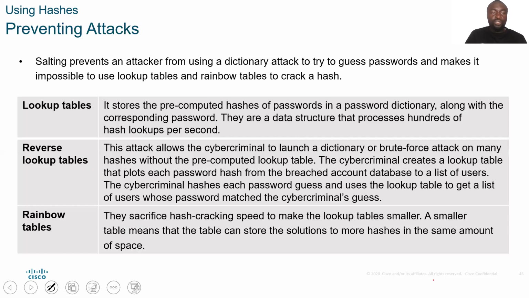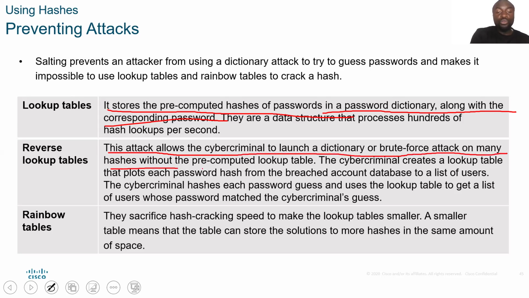Okay, how do you prevent attacks? Salting prevents an attacker from using a dictionary attack to try to guess the password and makes it impossible to use a lookup table or rainbow tables to crack the hash. What are lookup tables? They store pre-computed password hashes in a password dictionary along with the corresponding passwords. The reverse lookup table is an attack that allows cyber criminals to launch a dictionary or brute force attack on many hashes without the pre-computed lookup table.